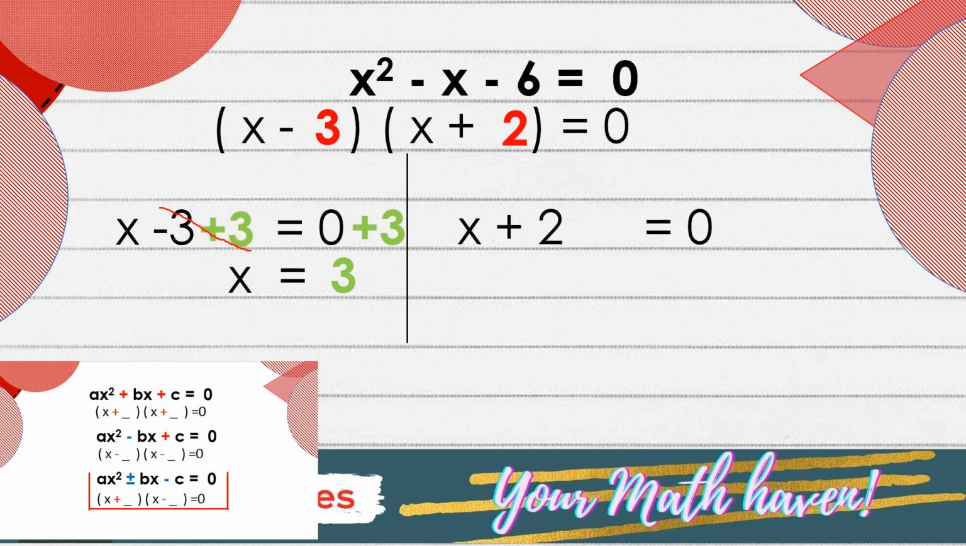Now on the other side, we have x plus 2 is equal to 0. And to solve for the value of x, we need to add negative 2 to both sides to make positive 2 on this side be equal to 0. So x plus 0, that is x. So 0 minus 2, that is negative 2. So our roots are positive 3 and negative 2.